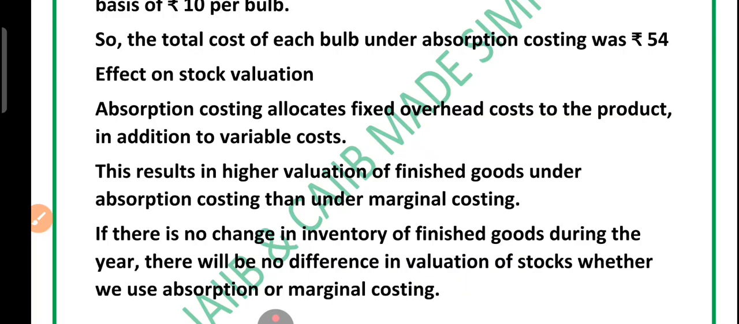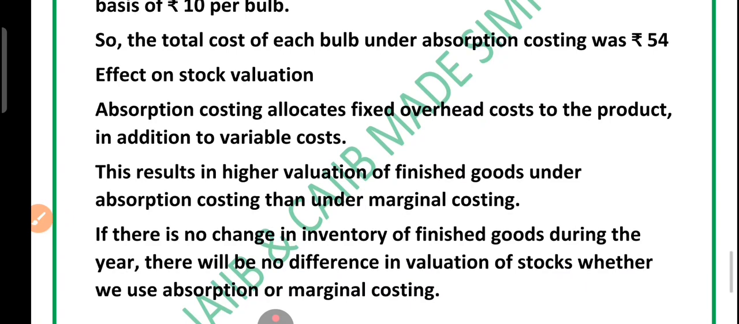Yes, let's talk about the stock valuation. Under absorption costing, since fixed costs are also included, the value of the finished goods in the stock looks higher as compared to the marginal costing. But here is the catch. If the company has no change in inventory during the year, meaning all the bulbs produced are sold, then there will be no difference in the stock valuation, whether we use marginal costing or absorption.